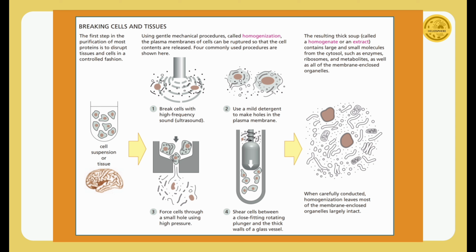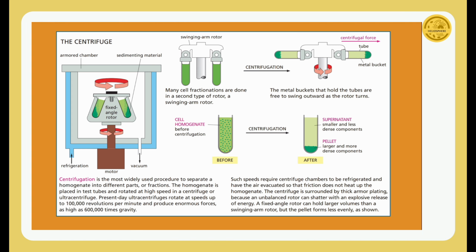The last one is by shearing. Cells can be sheared between a close fitting rotating plunger and the thick walls of a glass vessel. There are also other ways for carrying out the process of homogenization.